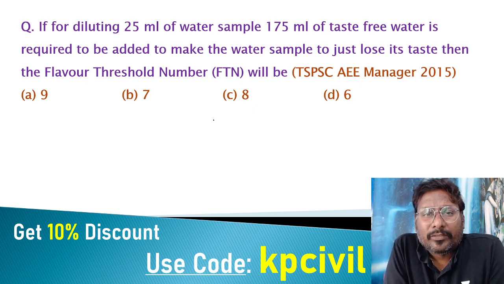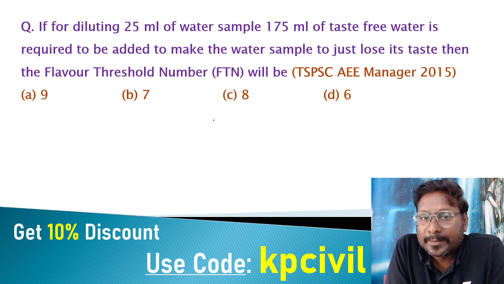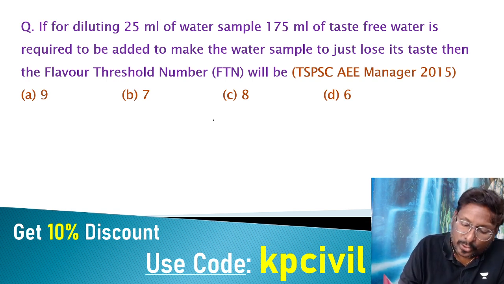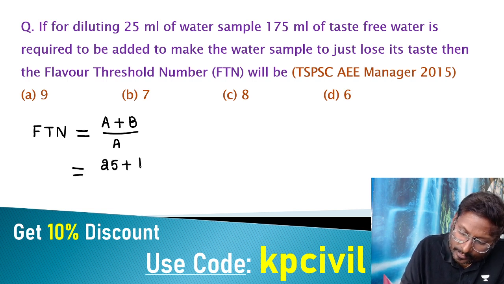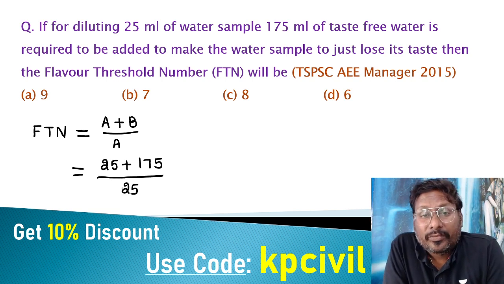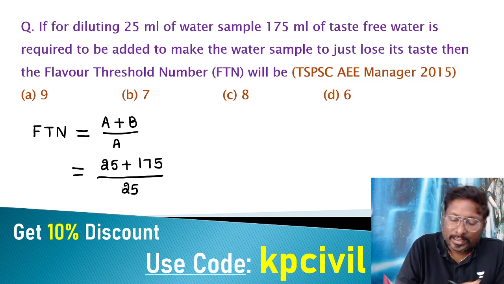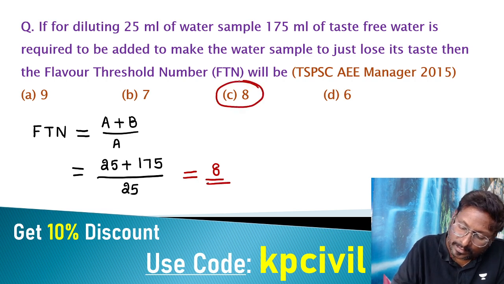For diluting 25 ml of water sample, 175 ml of taste-free water is required to be added, to make the water sample just lose its taste. Flavor threshold number, FTN, is (A plus B) by A, 25 plus 175 by 25. So what are you getting? 200 by 25, which is 8. Option C.